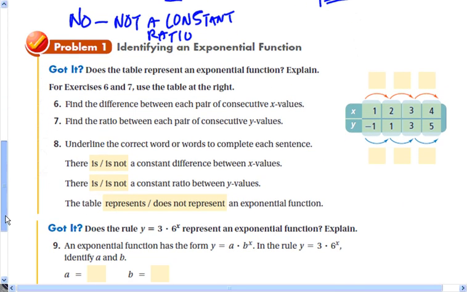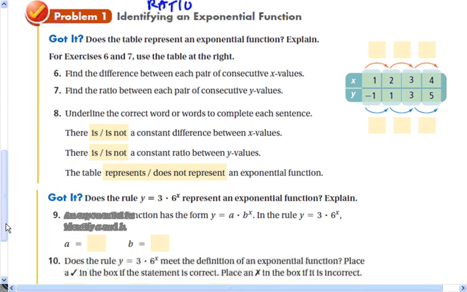All right. Go ahead, you can try it here with this problem. Check back with your answers.